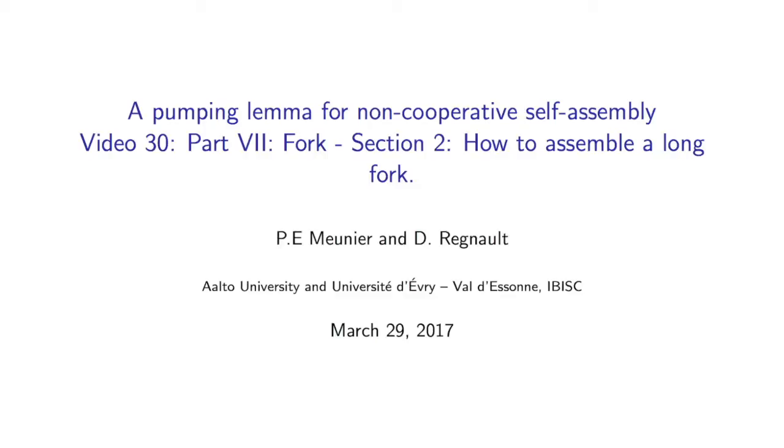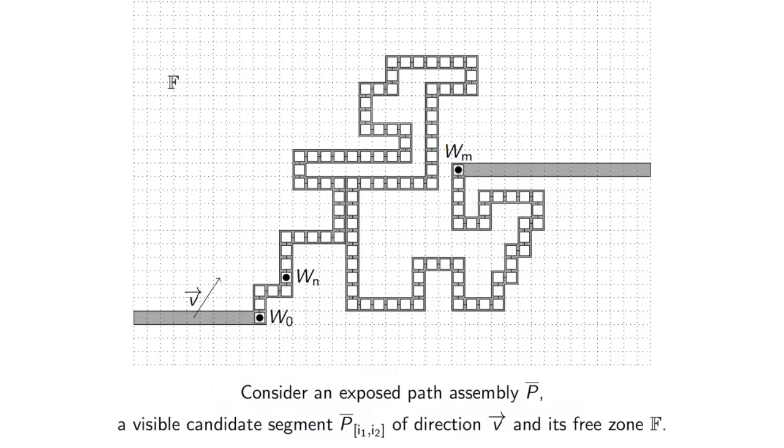This is video 30. In this video, we explain how to build a long fork. This result is in two parts. First, we look for a path called a trajectory. This path will be the underlying path of the long fork.